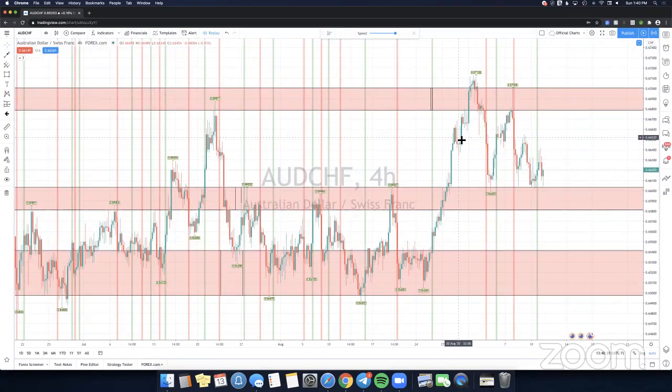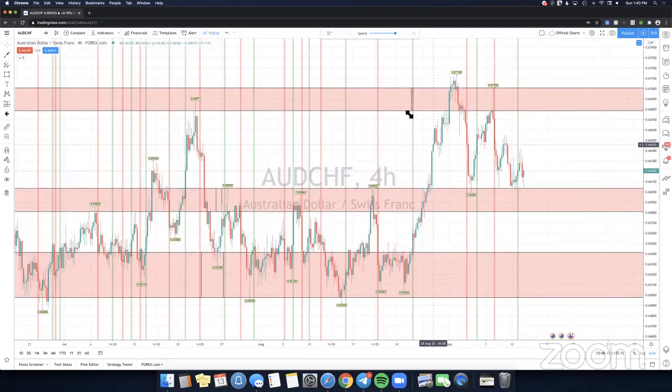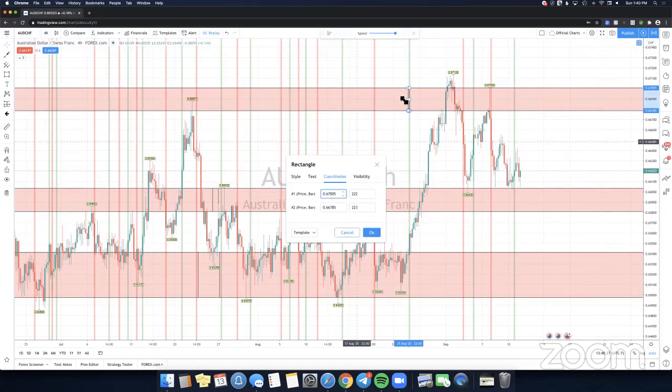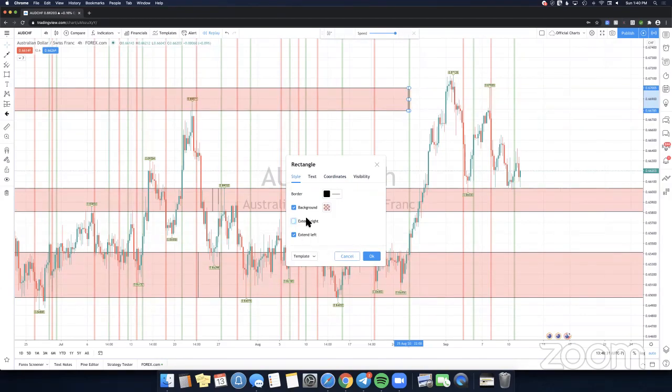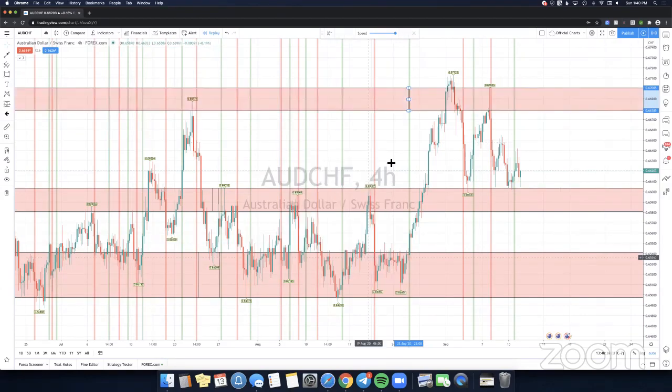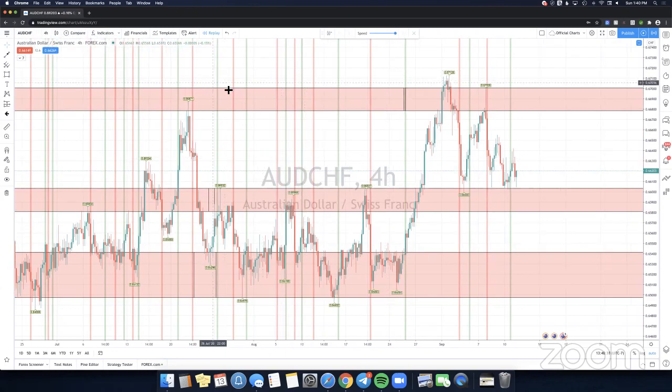Let's see, James said, how do you make the zone stretch across the whole chart like that? So James, this is a new feature that they just released last week. You just click on your rectangle box and then enable these two right here, extend to the right, extend to the left. It's pretty cool because it makes it a lot easier. Before we had to draw it all the way across, but now it does it for you.